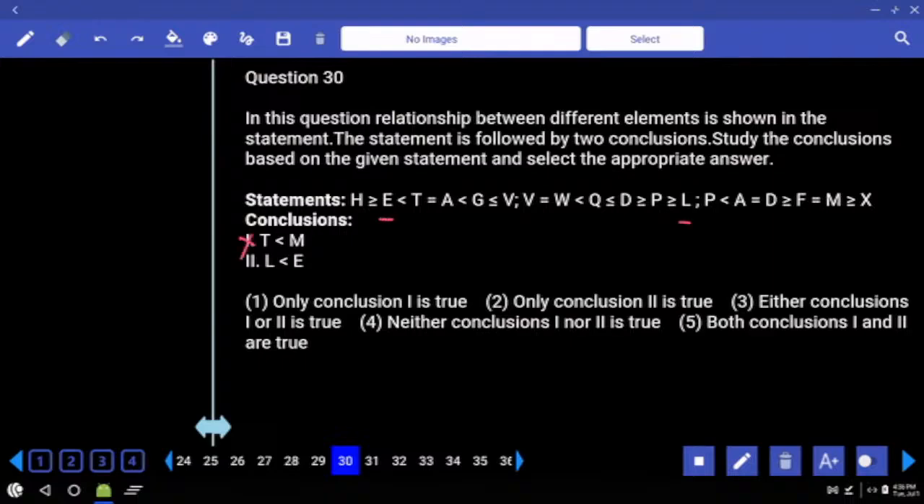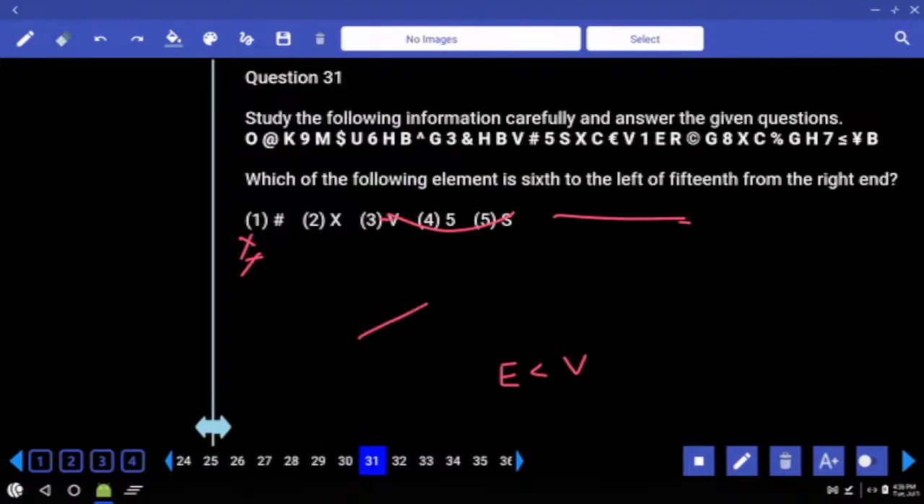Then second, L and M. E is here, L is here. Which element is common? A is common. V is common. Now between E and V, what is the relation we have? E lesser than V, and at the same time, V to L, opposite symbol. Opposite symbol, no relation. Then what is your answer? Neither one, not two, choice 4 for 30.